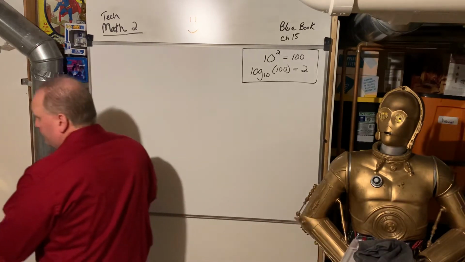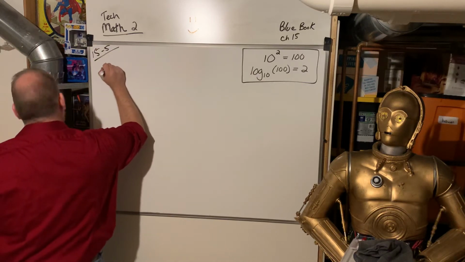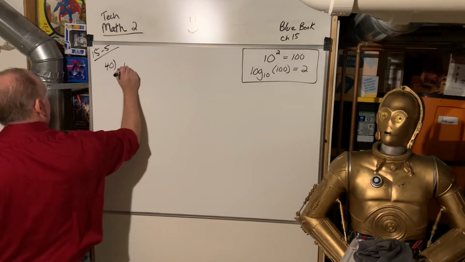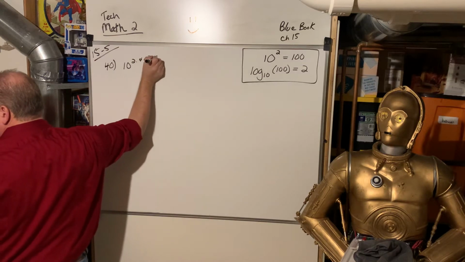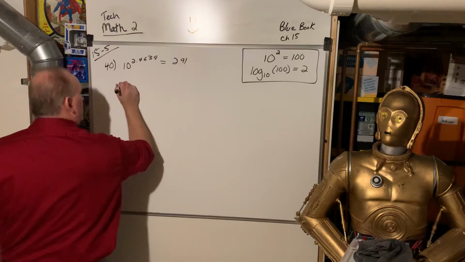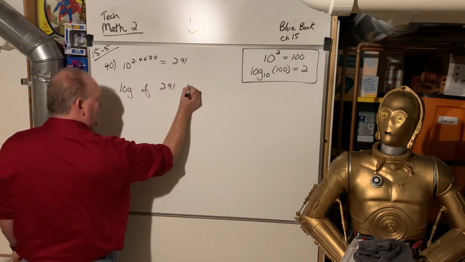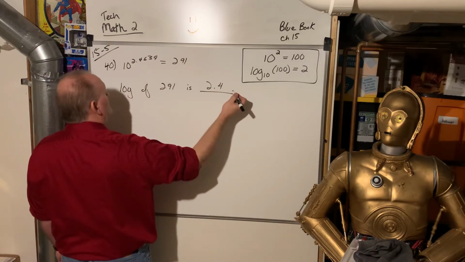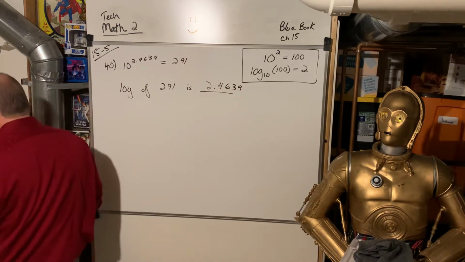On 15, what are we on? 15.5. So let's look at 40. They have this down already. They have 10 to the 2.4639 power is equal to 291. So then they say, well, that means the log of 291 is, well, that would be the 2.4639.